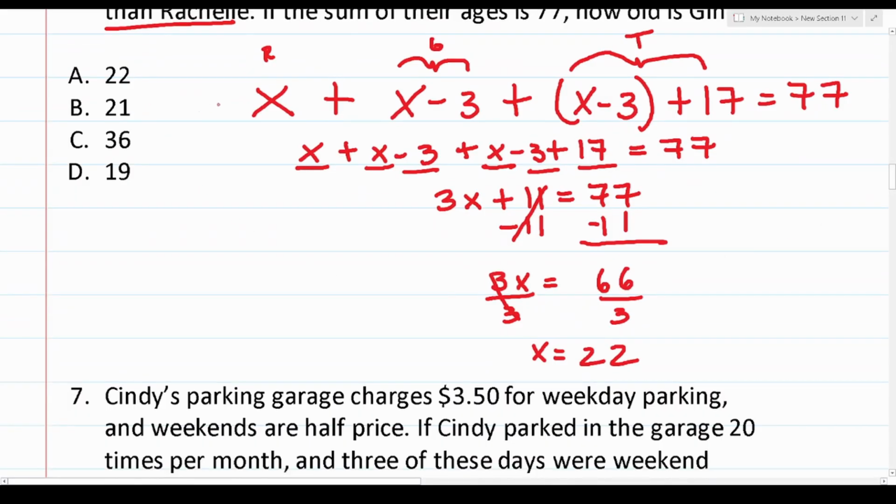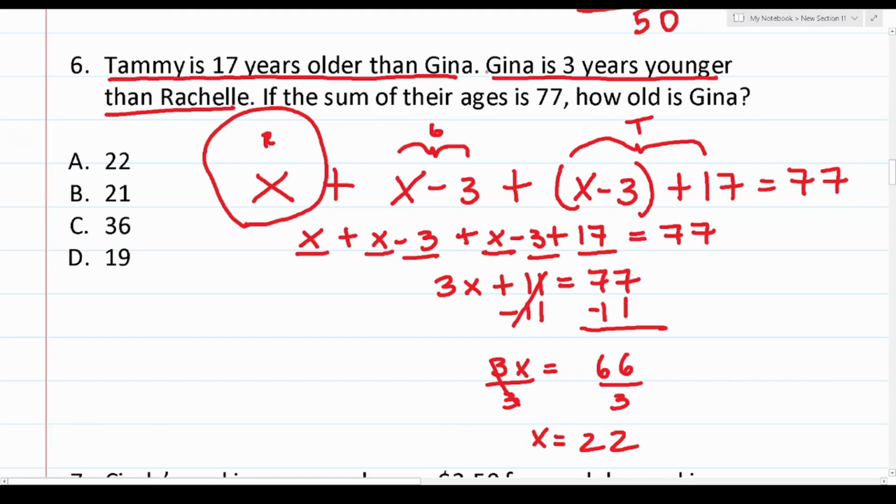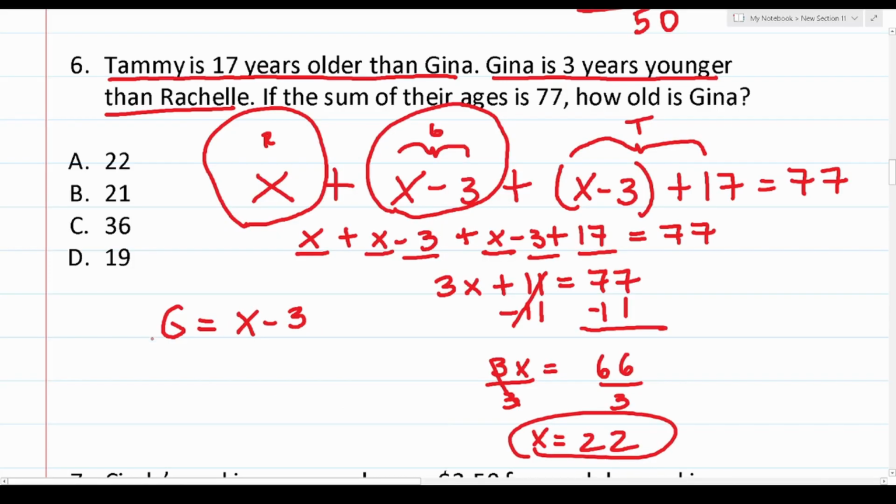So again, x referred to Rochelle's age. That's not what this question's asking. This question is asking how old is Gina. We know Gina's age can be determined by this formula. Again, Gina's age is x minus 3. We solved for x, so let's just plug it in. Gina is 22 minus 3. That's going to be 22, 21, 20, 19. So Gina is 19 years old.